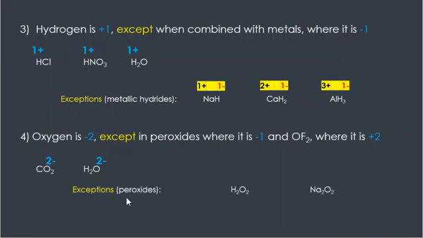And the exceptions here, we're going to examine the peroxides for now. In hydrogen peroxide and in sodium peroxide, oxygen has the oxidation state of -1. You can tell it's a peroxide because remember the formula for the peroxide ion is O2²⁻. And here, again, it's O2²⁻. Okay.